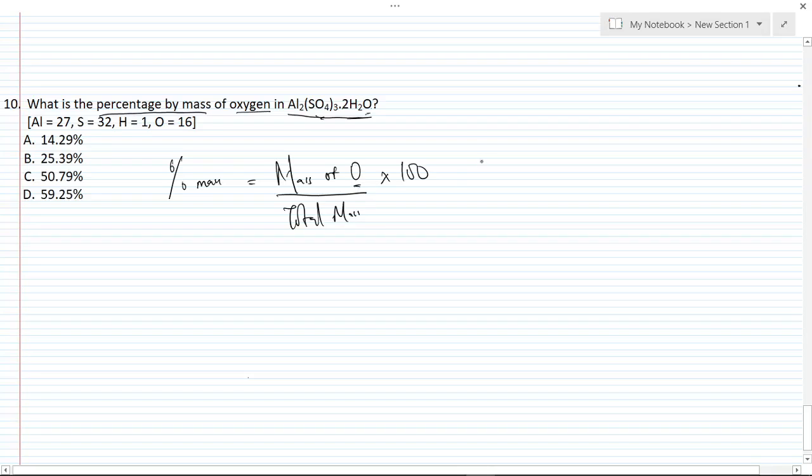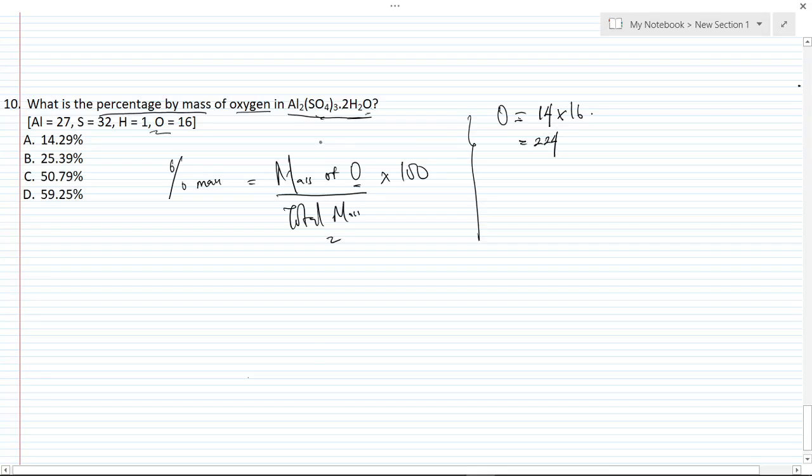So mass of oxygen. First off, how many oxygen do we have there? We have 4 times 3, that's 12, plus 2 times 1. So 12 plus 2, that's 14 oxygen. And we've already been given the mass of a single oxygen. So 14 times 16 should give us 224.